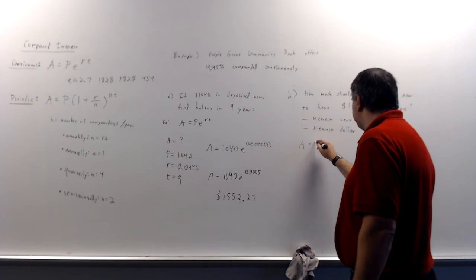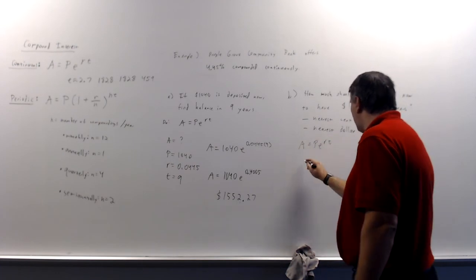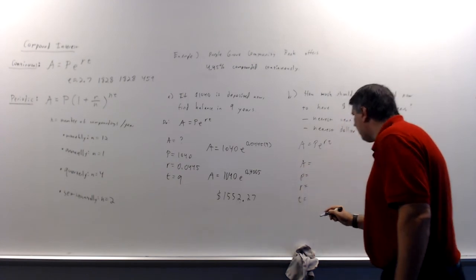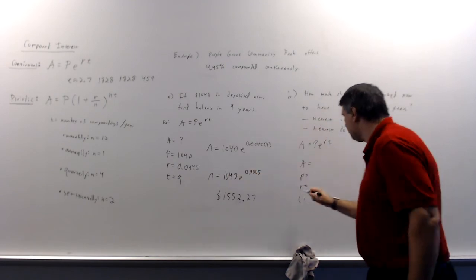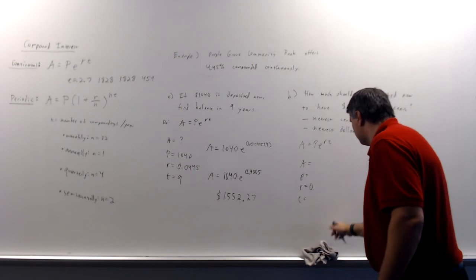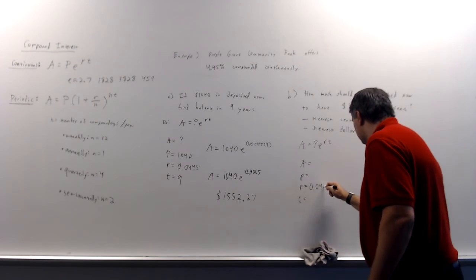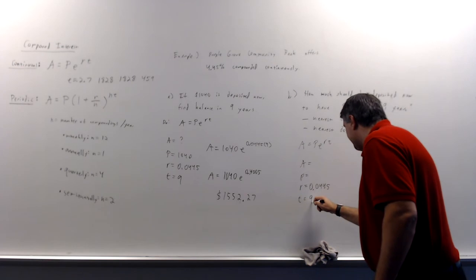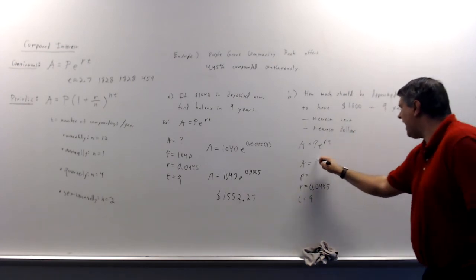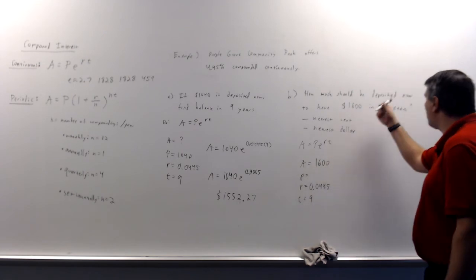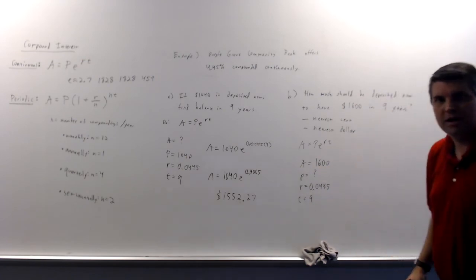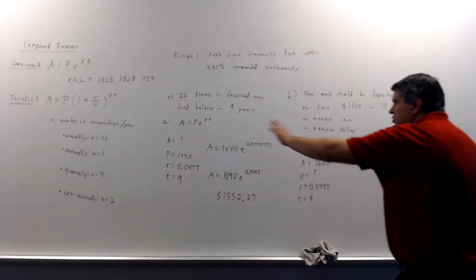A equals P e to the rt power, where A equals, P equals, R equals, T equals. Well, rate is still what it was before. T is 9. Now that 1600 is what we're hoping to have in 9 years. That is an accumulated value. We don't know what we're depositing, what we're starting with. As I said, determine what your values are before you start plugging things in.